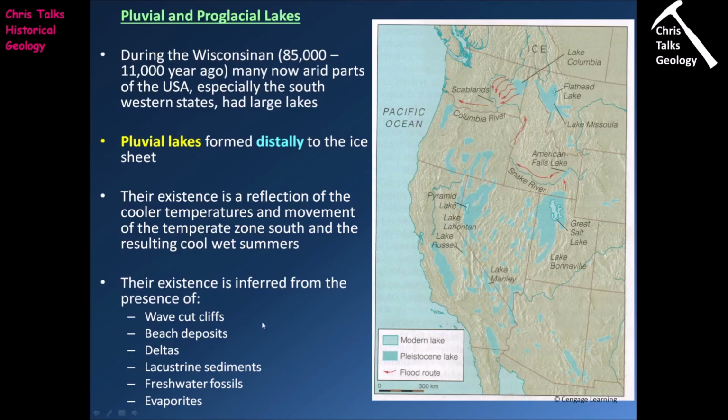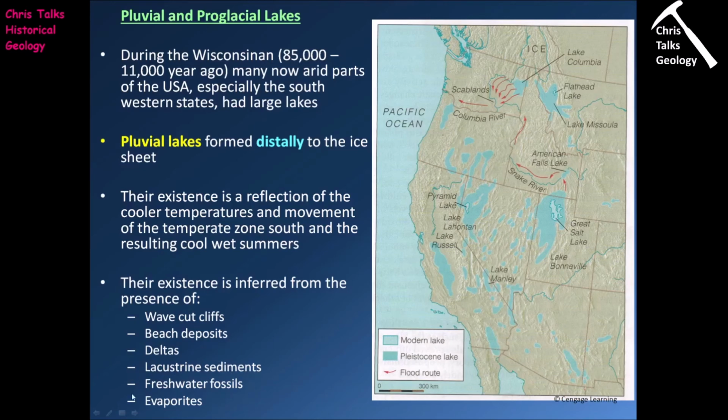Now, the existence of these pluvial lakes is inferred from several geologic features which we can see. So we can see things like wave-cut platforms or wave-cut cliffs. So this is essentially a vertical cliff face produced along the edge of these large lakes. We obviously have beach deposits because along the margin of these large lakes we're going to form beaches. We have deltas, which represent where we have rivers entering these large lakes. We have lacustrine sediment, so these are the sediments which are actually being deposited in the lake.